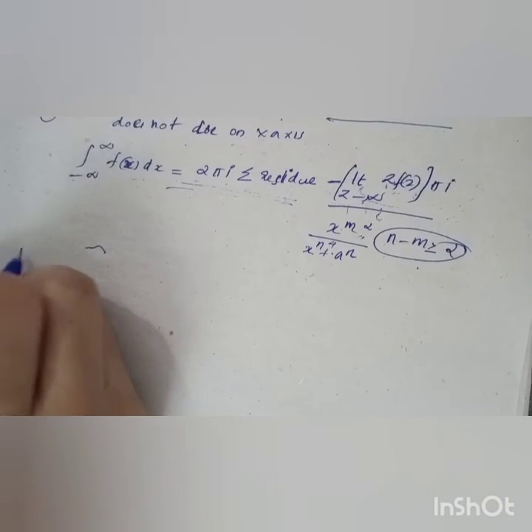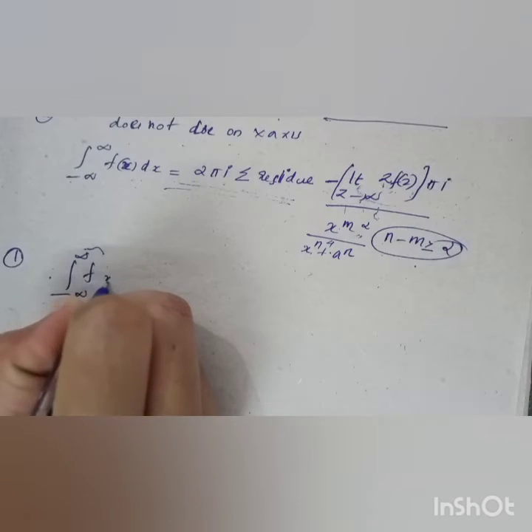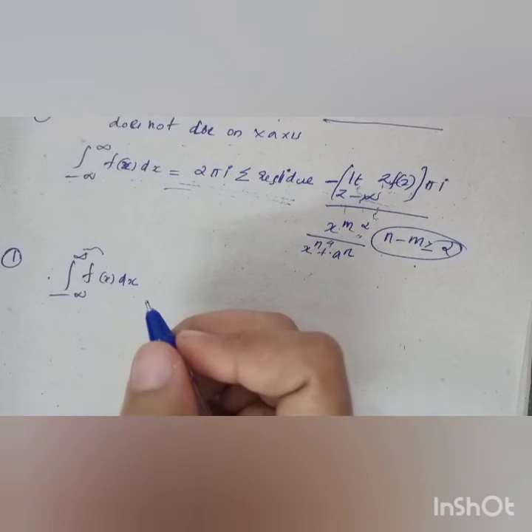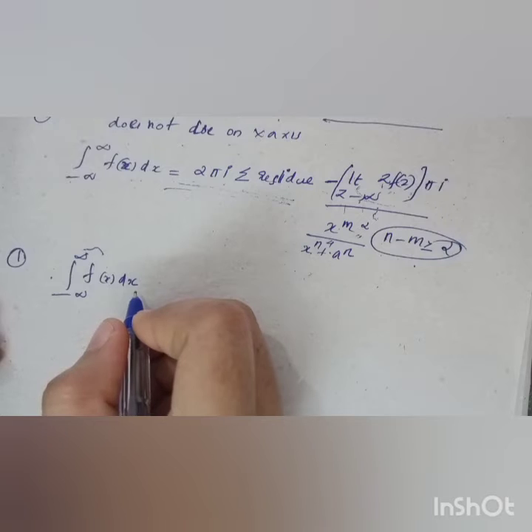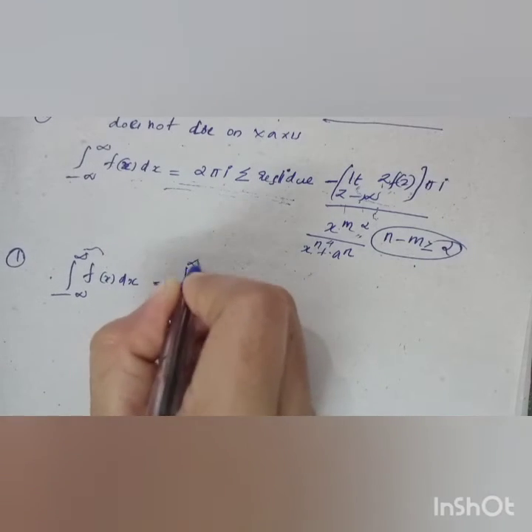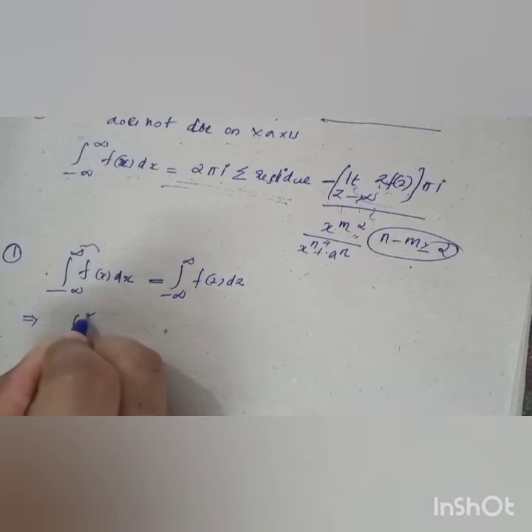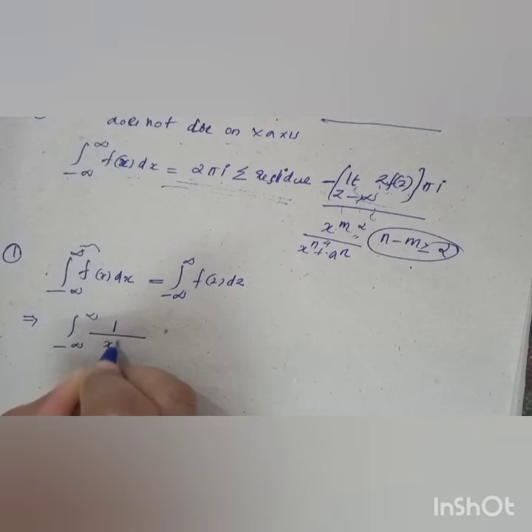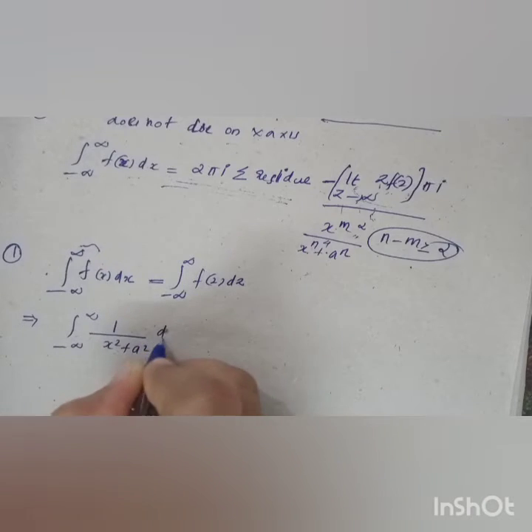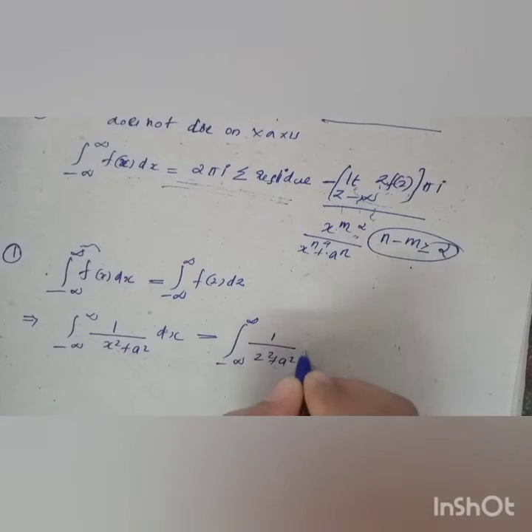Okay, so the first problem is the integral from minus infinity to plus infinity of f of x dx. You know that in this integral you replace it with f of z dz. So the question is the integral from minus infinity to plus infinity of 1 divided by x square plus a square dx. You replace it with z, that is 1 by z square plus a square dz.